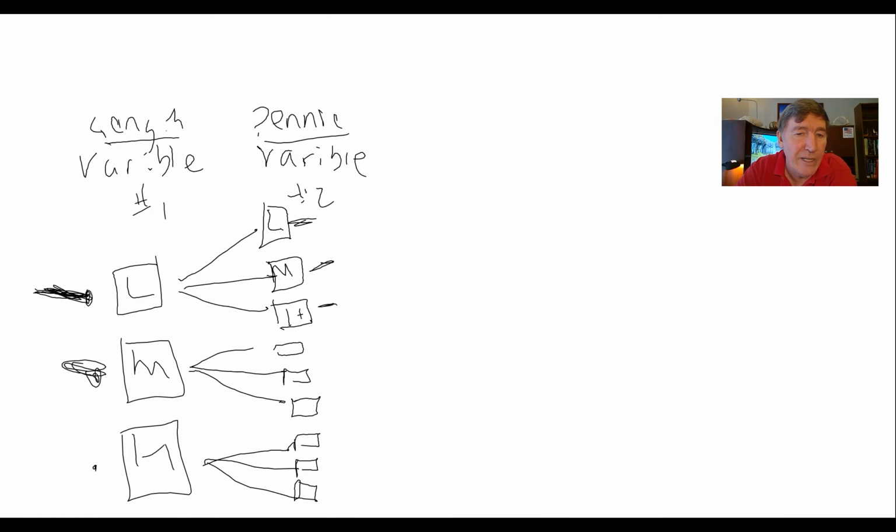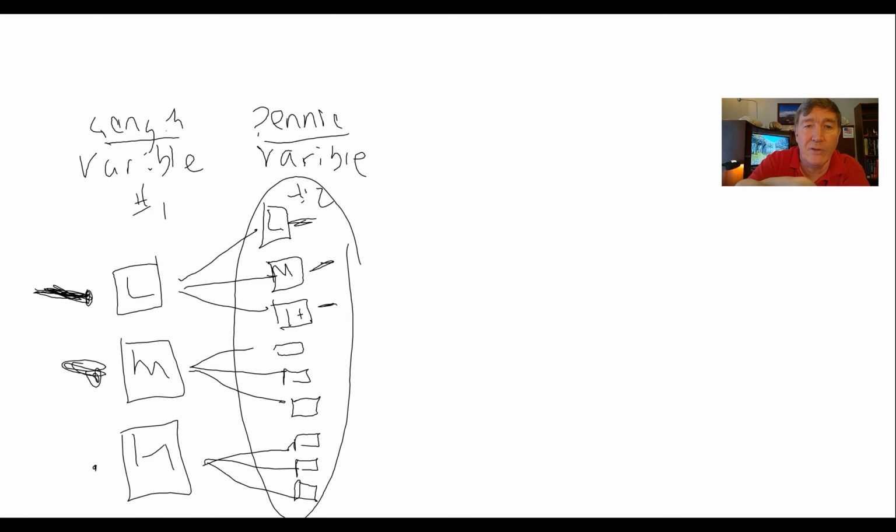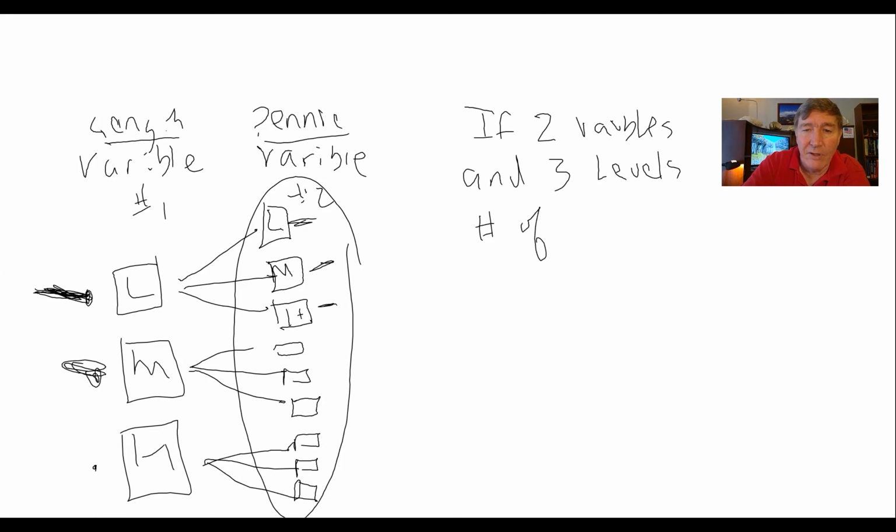So how many rockets would we have to make? We would have to make 9 rockets. Okay, so make note of this in your notebooks, which I know you guys are always taking really good notes, right? I want you to make note in your book that if we have 2 variables and 3 levels for each variable, then the number of prototypes equals 9.